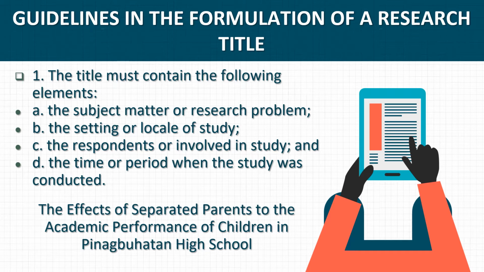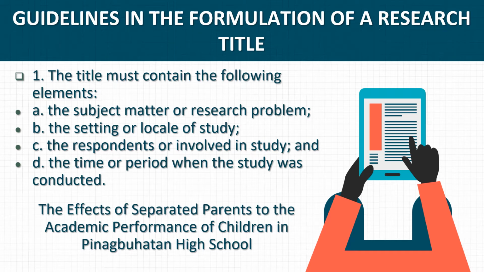After seeing the different steps that we should take in formulating our research title, and after seeing an example of how to do it, let's now move on to the guidelines in the formulation of a research title. Ano nga ba ang mga alituntunin na dapat nating sundin sa pagbuo ng ating research title? So number 1 is that the title must contain the following elements. Dapat nababanggit o taglay sa ating research title ang mga sumusunod.